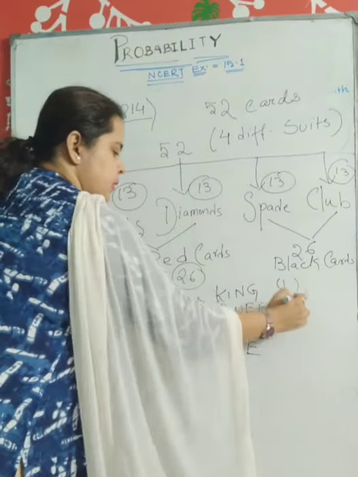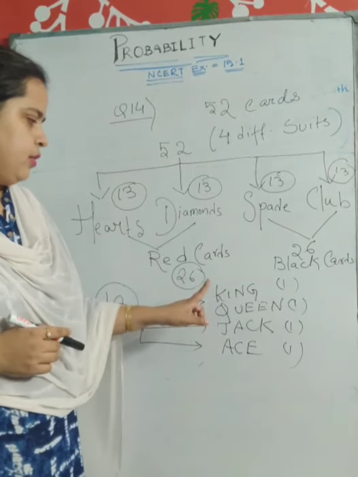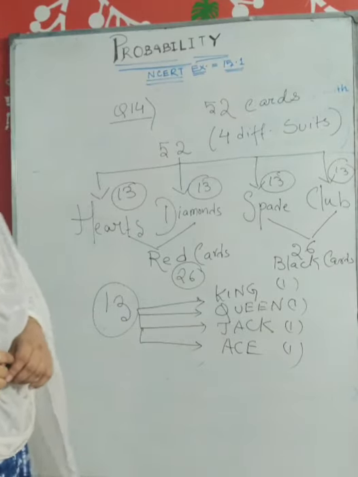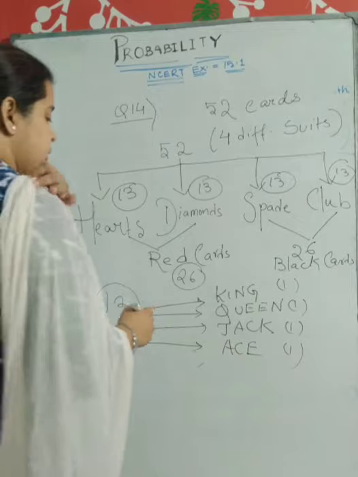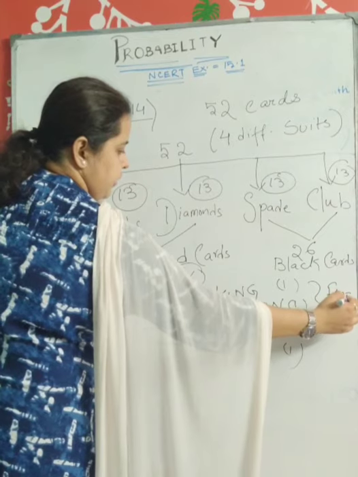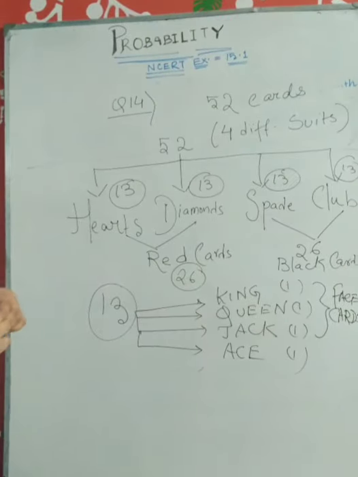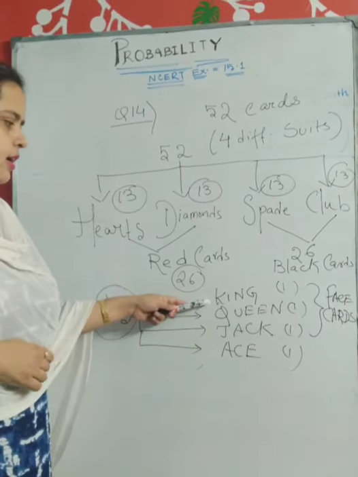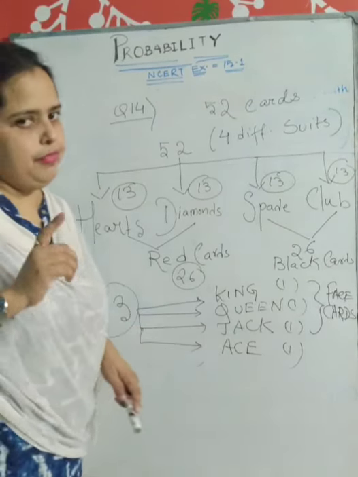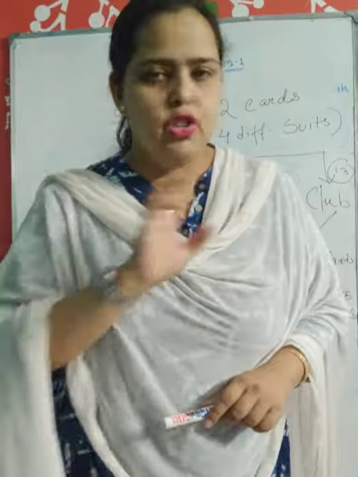Always remember, we have one king, one queen, one jack and an ace. That is also 1 in number. Next, we have to remember these 3 are considered to be face cards. What I said, children? These are known as face cards. What are face cards? King, queen, jack. Ace is not a face card. I find many children making this mistake. Please do remember, ace is not a face card.